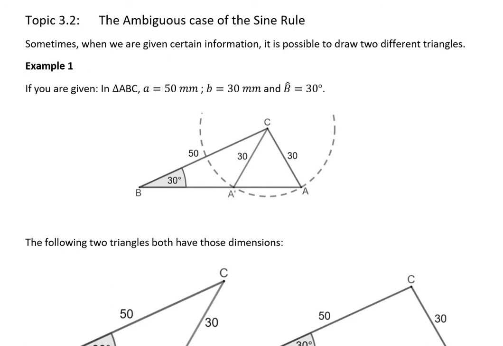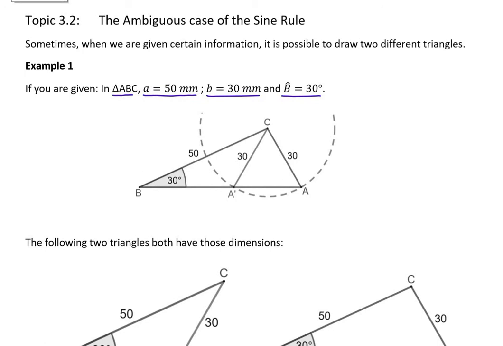However, what happens if they give you information and they have not drawn a picture for you? Sometimes it is possible to draw two different possibilities that fit the given information. So let's have a look at an example. If you're given a triangle ABC and all you're told is that a, which is opposite vertex A, is 50 millimeters, b, which is opposite vertex B, is 30 millimeters, and the angle at B is 30 degrees. How do you draw this?